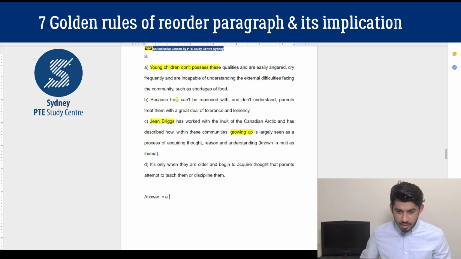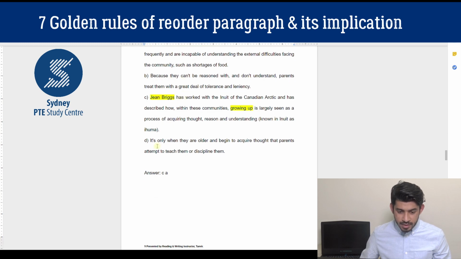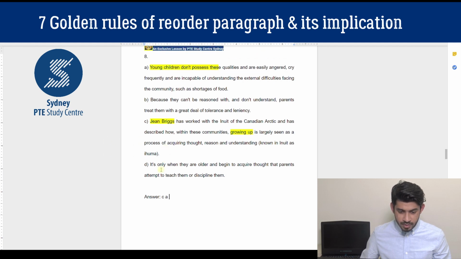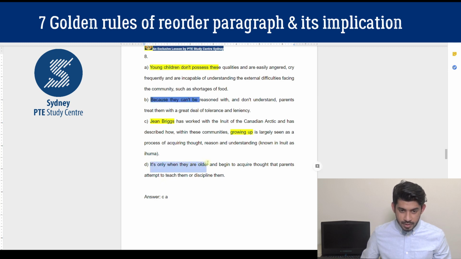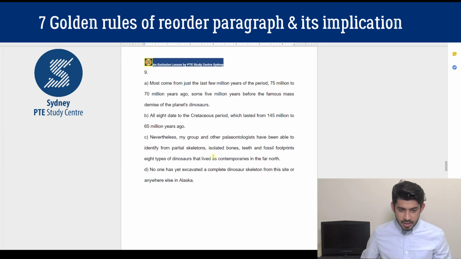Now what about B and D? Your D says it's only when they are older. So when they get older, it's a future term, right? So your present tense comes before future tense, or the present event comes before the future event in your reorder paragraph, as a sequence of events. So obviously your B will come before D. So the next pair is B and D. Alright? Okay, what is there in number 9?